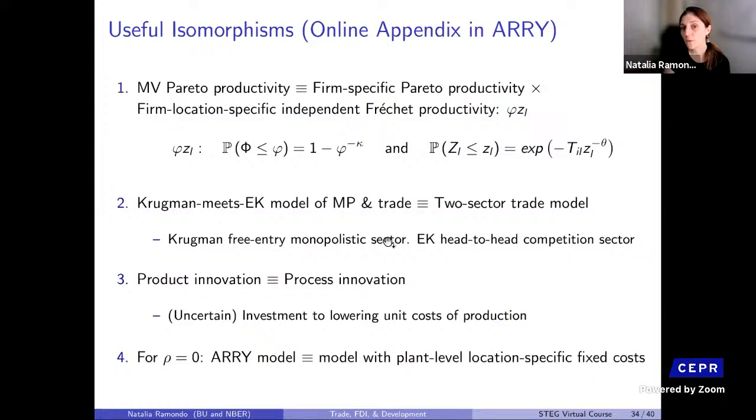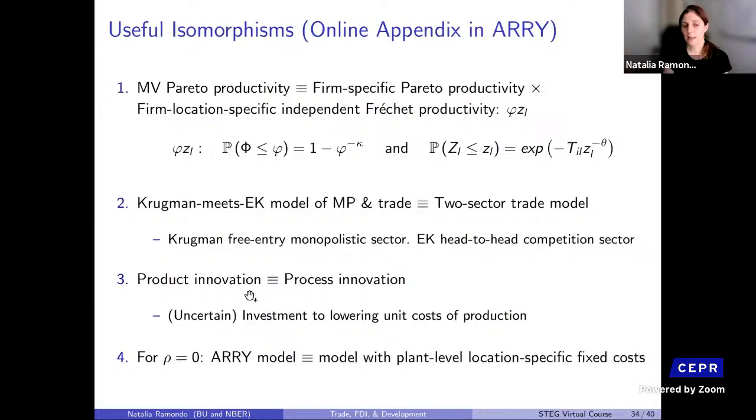So if you work that model, it's like talking about a model of MP, because MP at the end of the day is entry of firms, okay? So that's one thing. The other thing that we show in this appendix is, I was talking about innovation, and innovation is like creating products. It's like Melitz or Krugman, right? So that's what it really is.